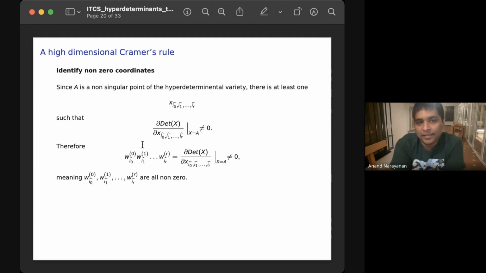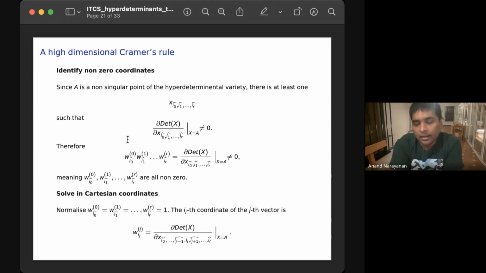So the key observation here is that this allows us to identify one coordinate in each of the solution vectors as being non-zero, and then we can normalize them to be 1 and try to figure out the others. But the moment you do the normalization, the others are easy to read out. All you do is you take the partial derivative wherein the coordinate that you're interested in appears, and the other coordinates are ones that you've already set to 1. Right? So you can just read off from the value of the partial derivatives. So this is the reduction.